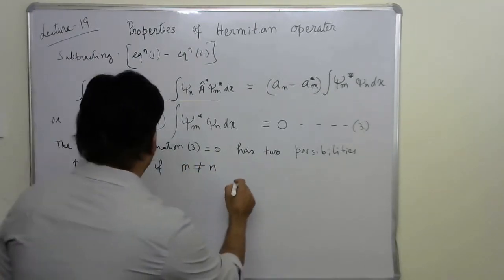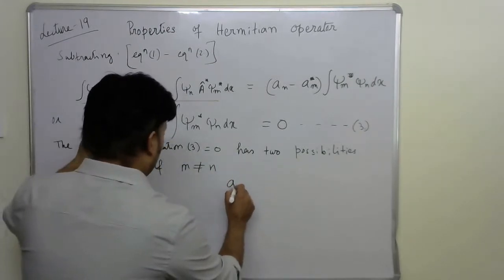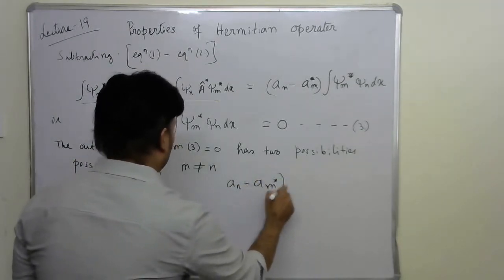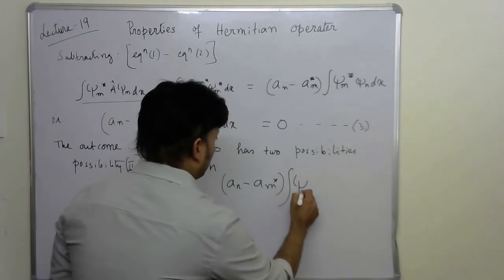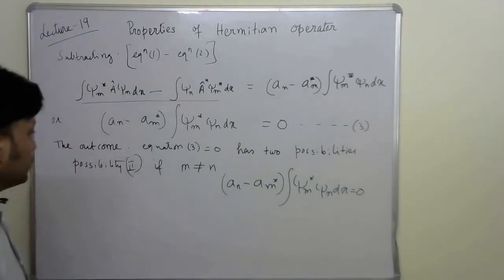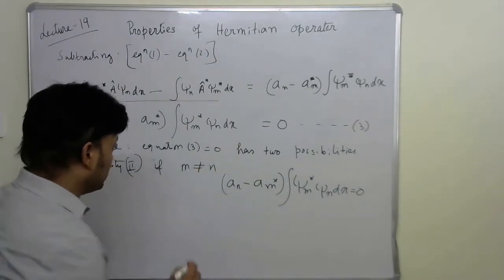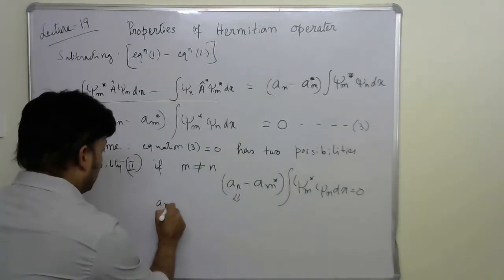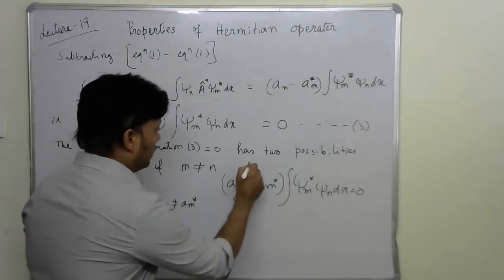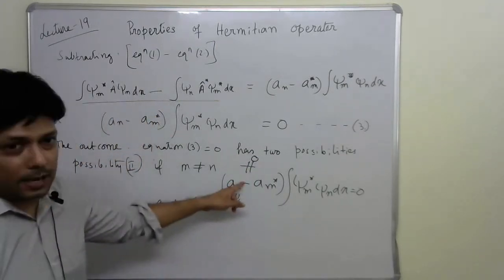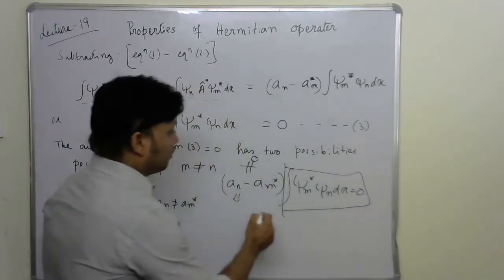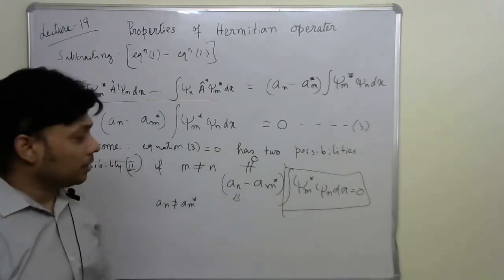All right, so then what happens is that I have (an minus am star) multiplied by psi m star psi n dx is equal to 0. Now since m is not equal to n, that means an is not equal to am star, so it cannot be 0. So definitely this is a non-zero quantity. So that means whatever we have, this part, psi m star psi n dx, is equal to 0.